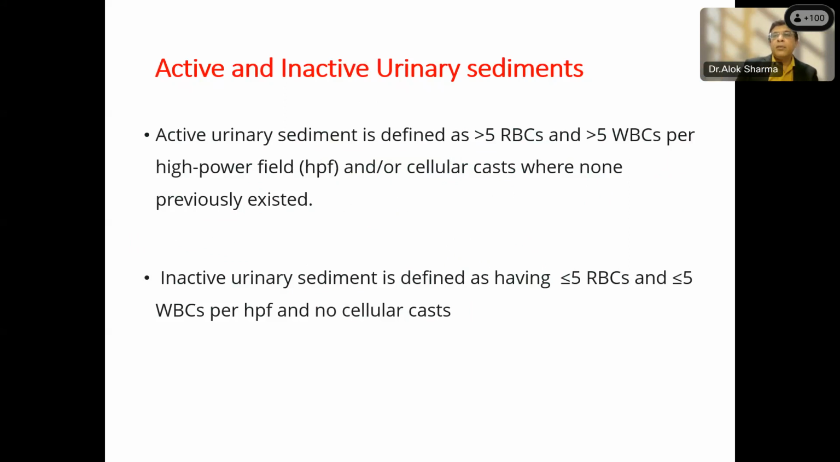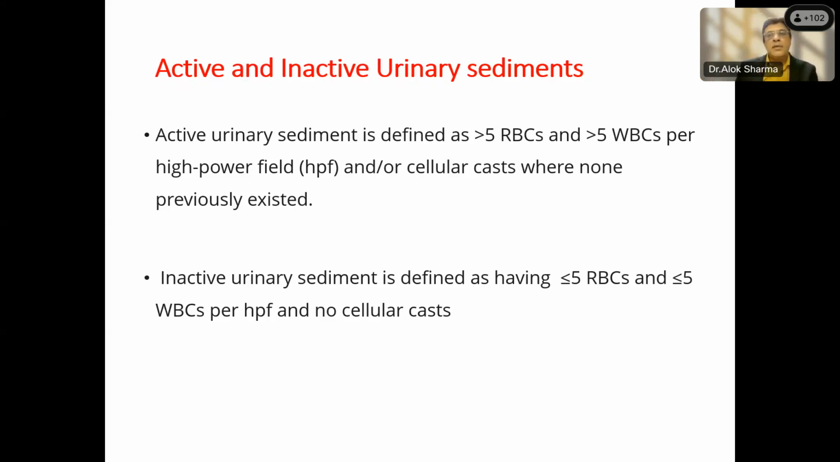If you look at the definition, this is the most commonly agreed upon definition, although there are various interpretations depending on the clinical scenario and the institution you are practicing in. For most general purposes, an active urinary sediment will be defined as one having more than 5 RBCs and/or more than 5 WBCs per high power field, and/or cellular casts where none previously existed. You should remember this. When you do a serial examination, you don't have a cast or cellular element earlier, but on the next examination you can comment that it wasn't there earlier, now it's there. So this sediment has become active.